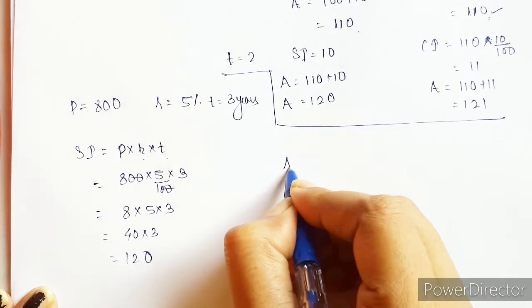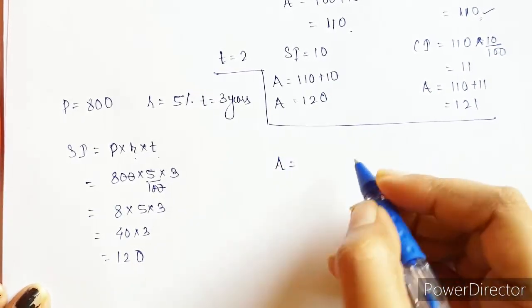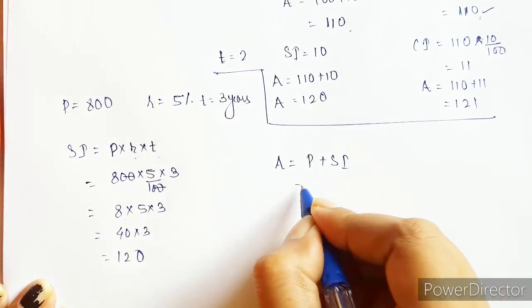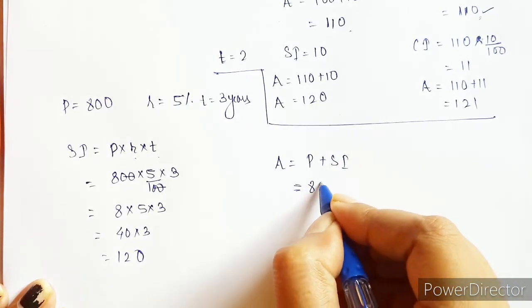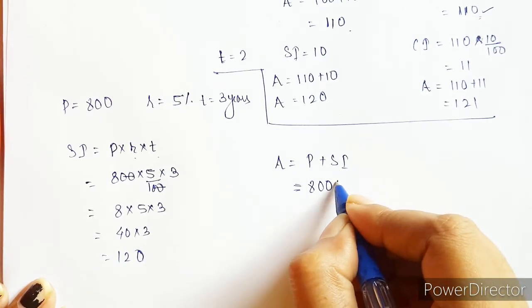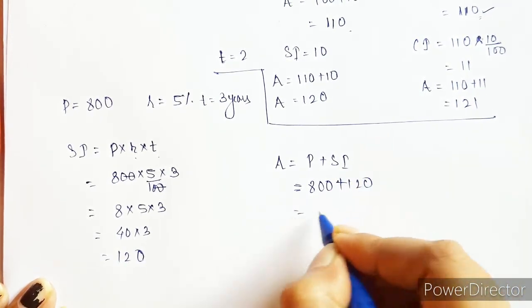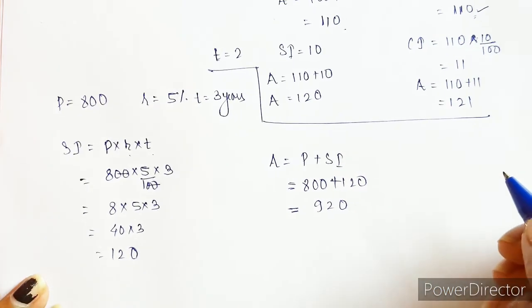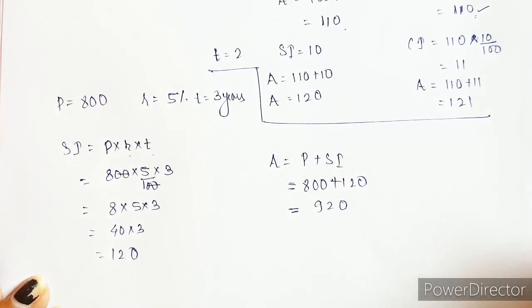Now the amount is nothing but principal plus simple interest. So the amount we had invested is 800 rupees plus 120, so in total it is 920. So the amount at the end of 3 years is going to be 920.